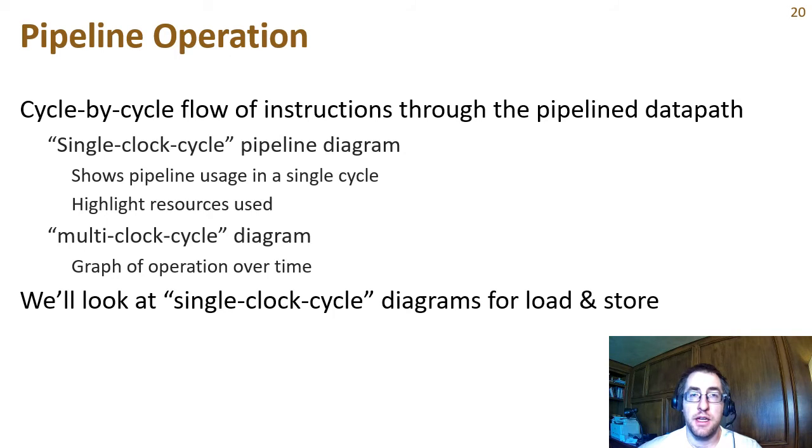So now we're going to look at another way of representing the pipeline operation. Well, we're going to look at 2 ways of doing it. One is going to be a very detailed look at the entire slice of the pipeline in order to see how resources are used. And then the other is a multi-clock cycle diagram, which is a general tool to help understand how the pipeline operates.